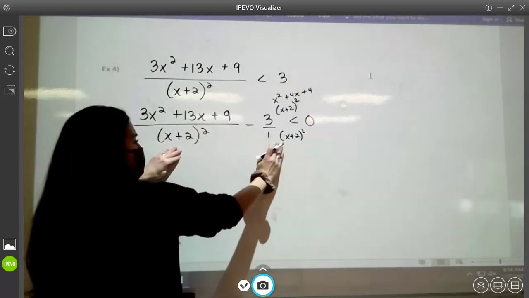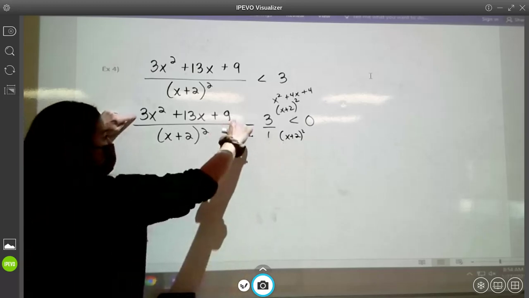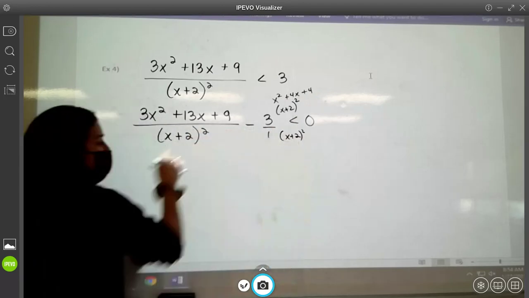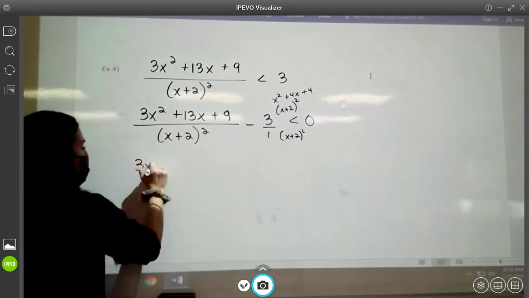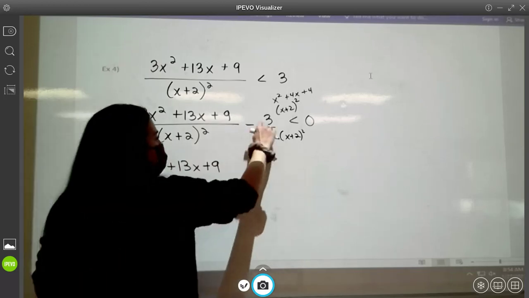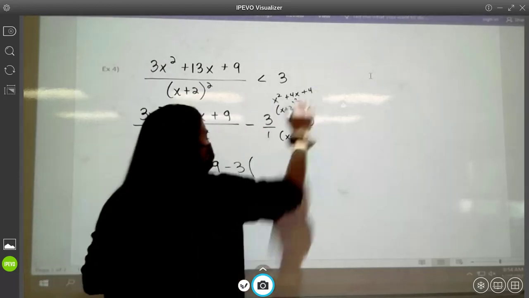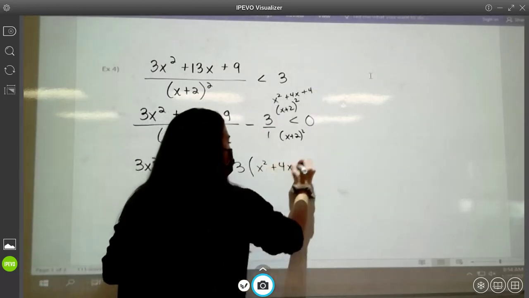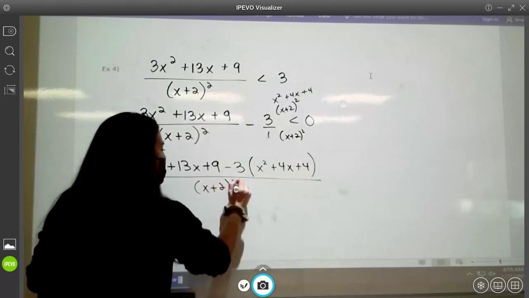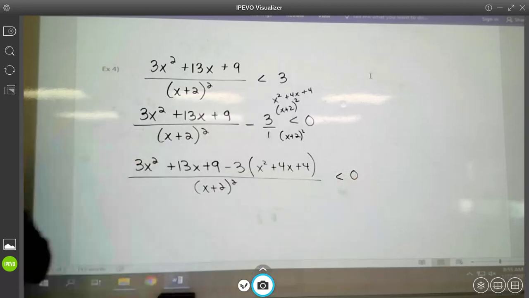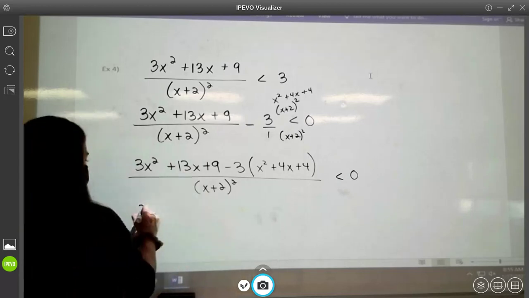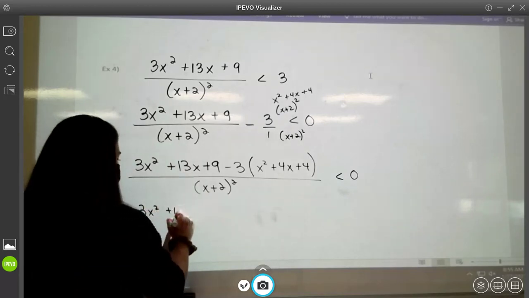I have a common denominator, so in reality, I'll be taking this, subtracting 3 times that, and then it'll be all over my common denominator. So I'll have 3x squared plus 13x plus 9, subtract 3 times all of that, and then it's all going to be over that common denominator that we got, and now it's less than 0. So you have some work on the top. We want to distribute and combine like terms.